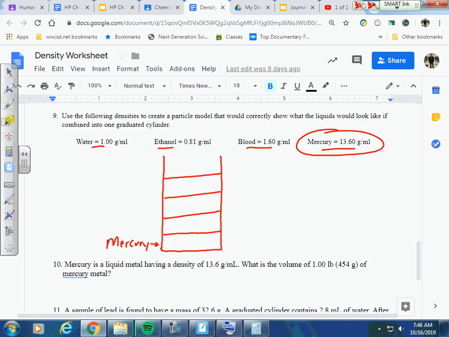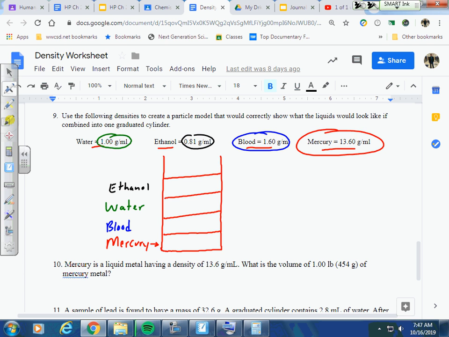I should use different colored dots for these two, being different substances. Maybe I'll make, I should have made blood red, but oh well. All right, so blood would come next because that has the next highest density. And then we'll have water because that's the next highest. And then we'll have ethanol because that has the least density.